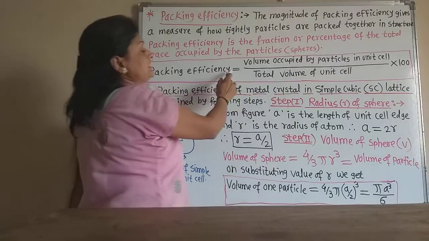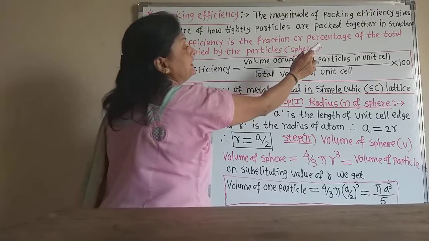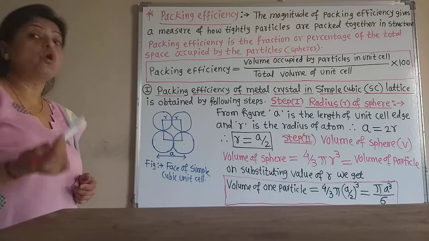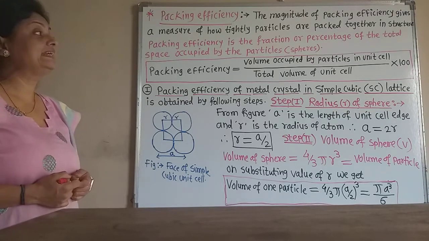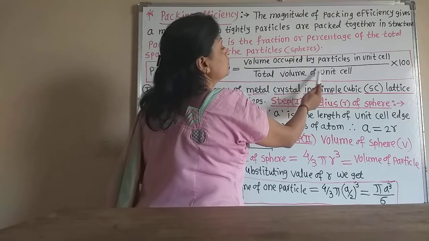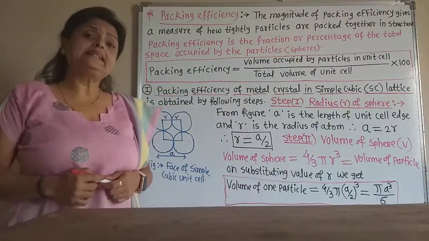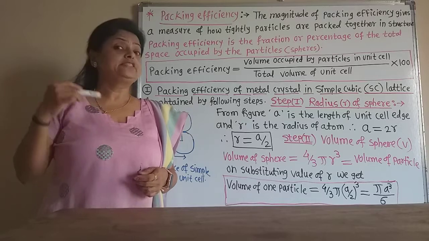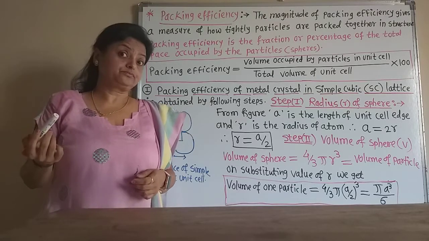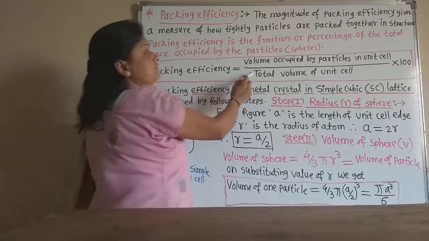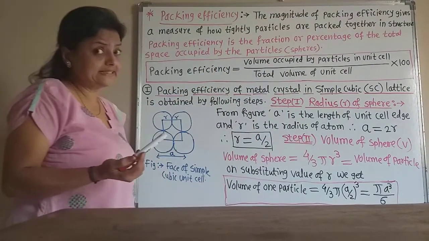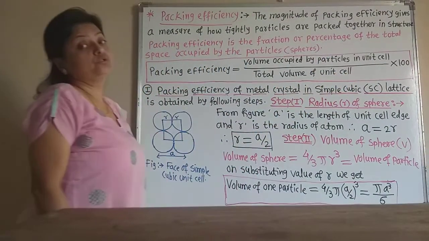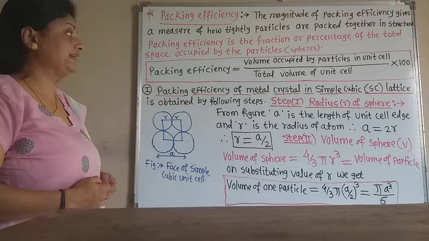Now packing efficiency is equal to the volume occupied by particles in the unit cell, that is, how many particles there are and what is the volume of those particles in the unit cell, divided by the total volume of the unit cell. Because in the unit cell there are some voids also, the total volume of the unit cell is not the volume of the total particles. So packing efficiency is equal to the volume occupied by the particles in the unit cell divided by the total volume of the unit cell, into 100. Now this is the formula to calculate the packing efficiency.